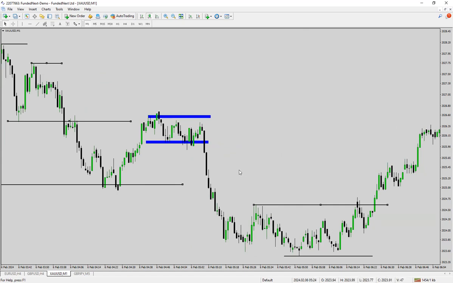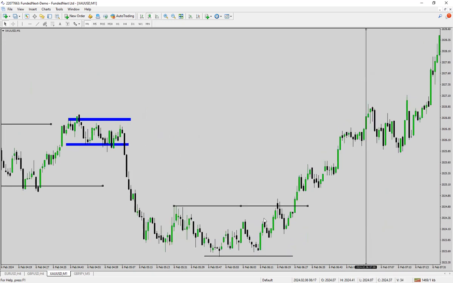Now, some of these consolidations can last for a short period. Other times they can last longer. What I tend to notice is that the longer they last, the stronger the move is going to be once price breaks out of that consolidation. So take a look now, and we're going to wrap it up right around here.